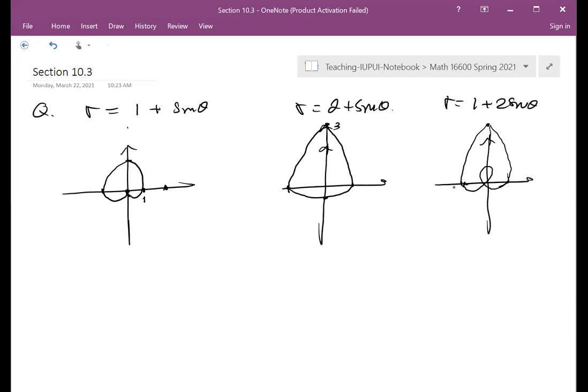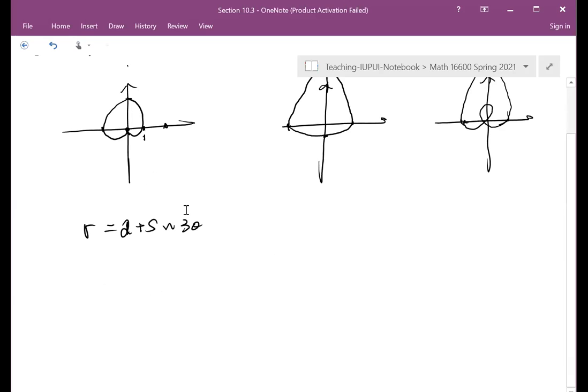Now we come to a problem like r equals 1 plus 2 sine 3 theta. Sine 3 theta is a periodic function, so the period is not going to be 2 pi, the period is going to be 2 pi over 3.